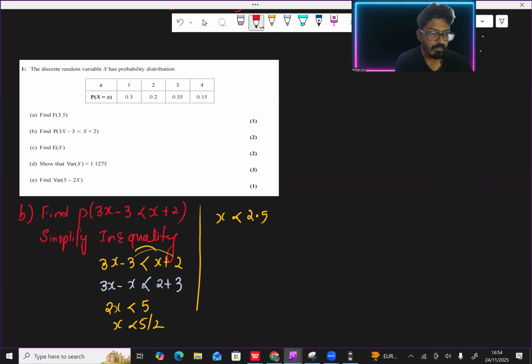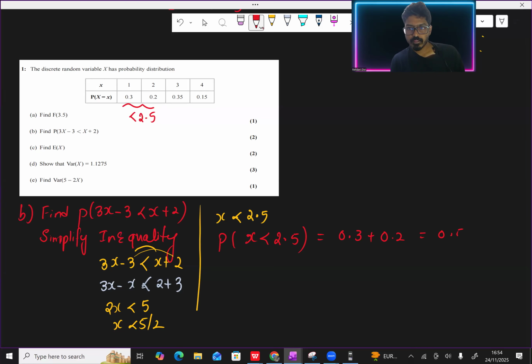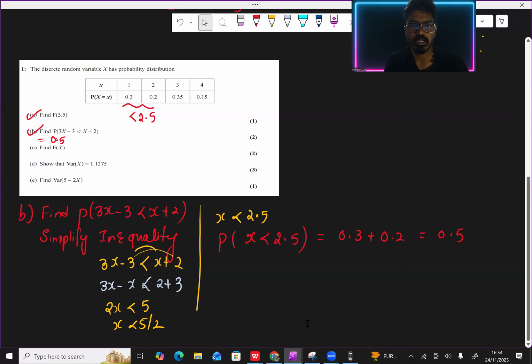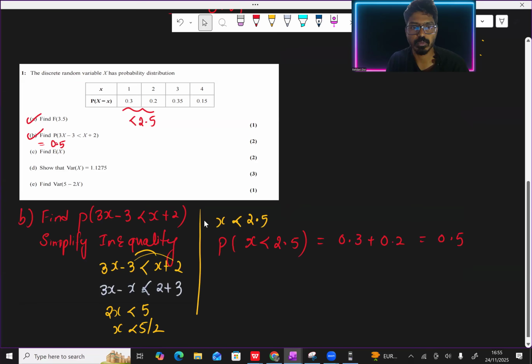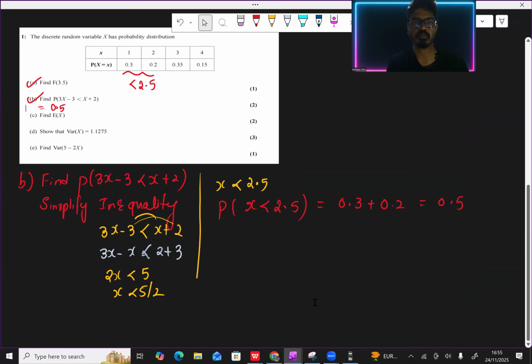So in this case, what will be our probability? The probability of x less than 2.5. You can see that is 0.3 plus these two. So 0.3 plus 0.2, which will be 0.5. So this will be the answer for part B. The part B answer is 0.5. The probability cannot be greater than 1. I hope it is simple, part A, part B. Now we'll do part C. If you want, you can note down part B, take a screenshot. Let's move on to part C.